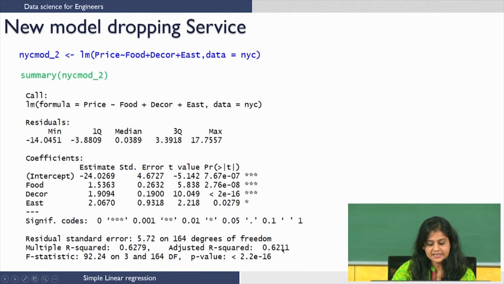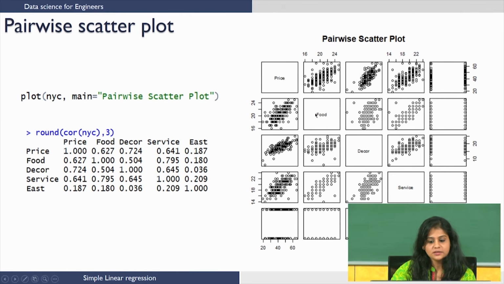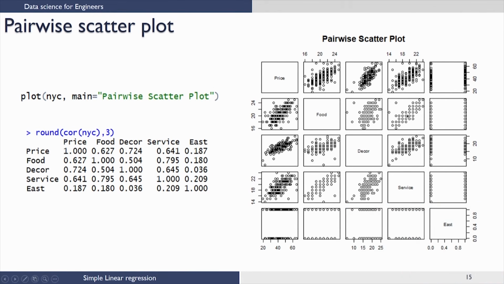The adjusted R square has changed a bit, and that is only because we have removed one variable and the degrees of freedom change. The F statistic again is really high, telling you that the full model with food, decor and East is performing better compared to your reduced model with only the intercept. If you recall from the scatter plot, we saw there was a high correlation between food and service. So, now we have built a model dropping service.